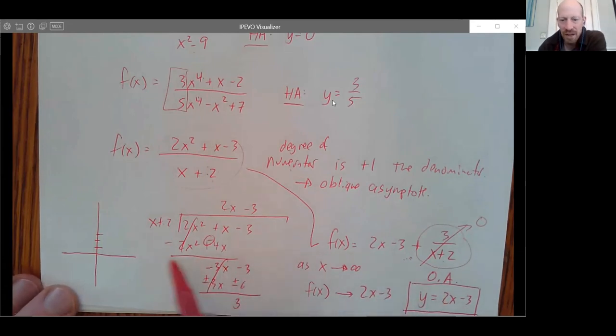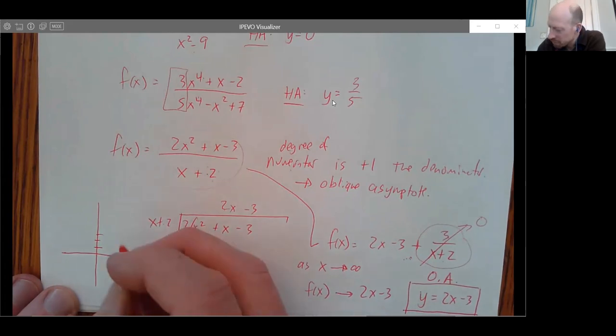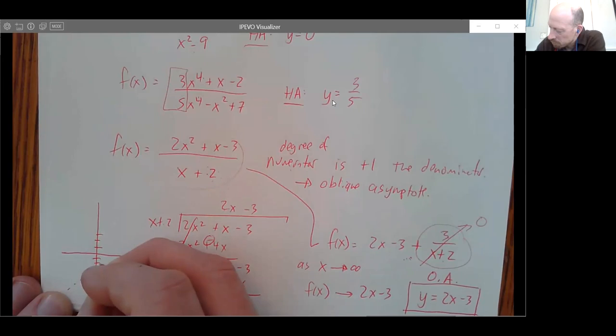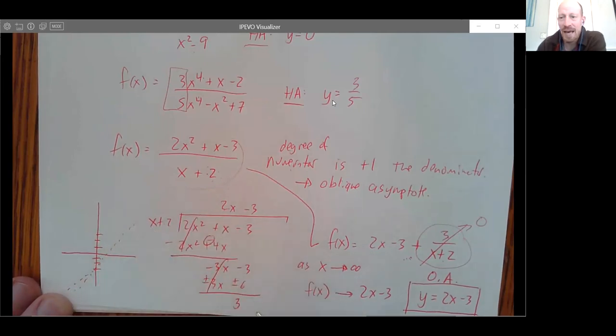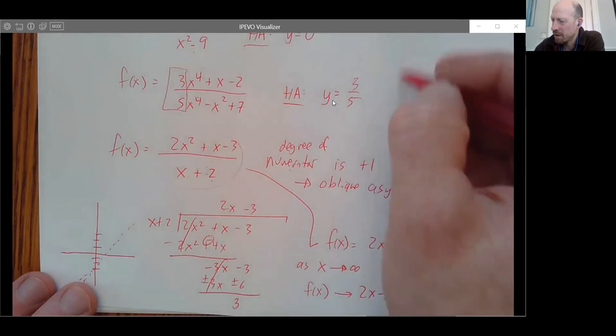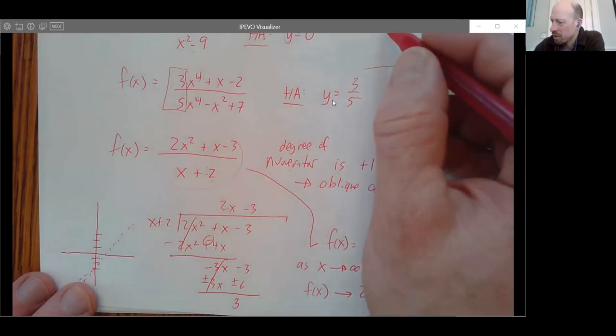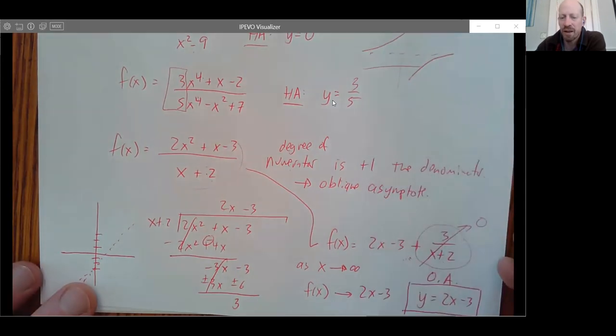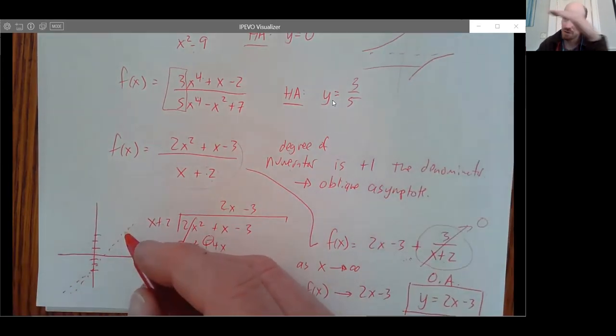What this looks like graphically is, you know what this line looks like, y equals 2x minus 3. And, well, 2x would be a little steeper maybe, right? It looks like that. And that line is functioning like the horizontal asymptote does, right? A horizontal asymptote, the function gets closer and closer to that. The same thing happens here. It's just rather than being horizontal, it's oblique.